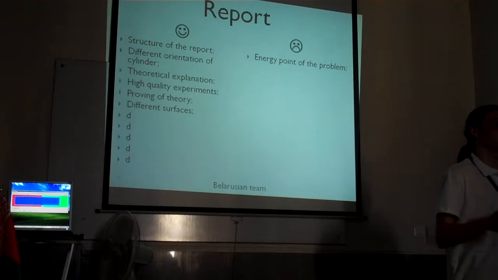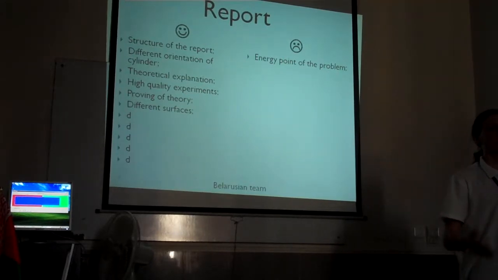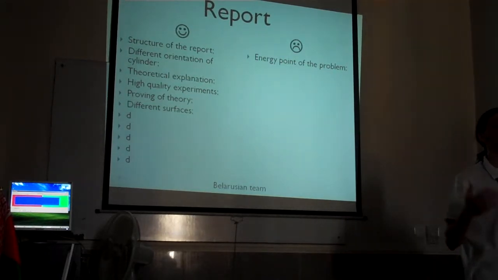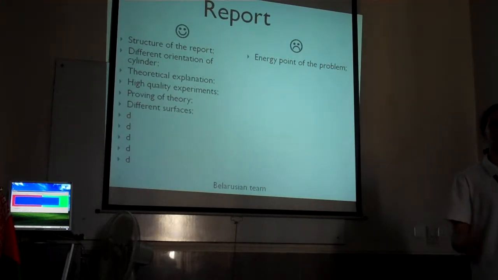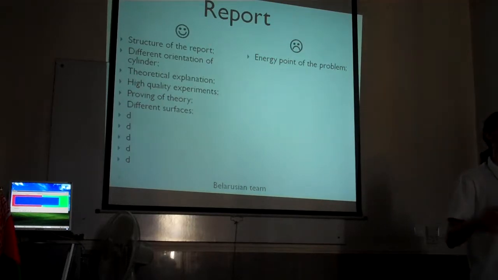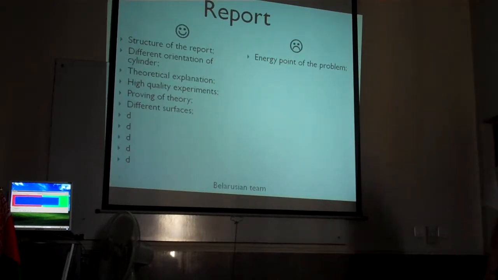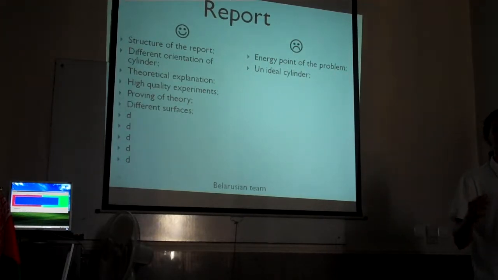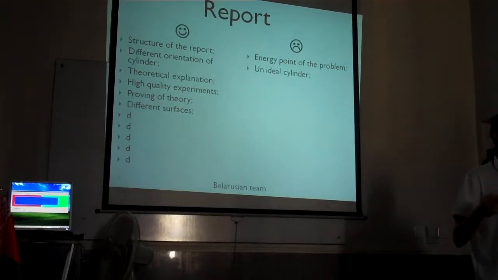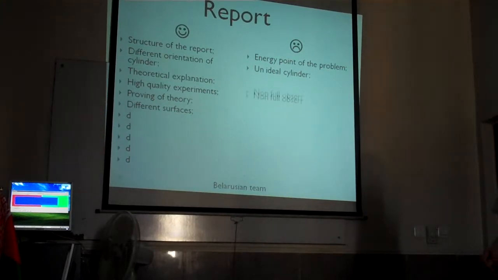The negative is the energy point of the problem, because there is always working on energy, the law of energy conservation, and there was nothing said about it. It was just dynamics. Maybe a point on energy would let us understand the problem a bit deeper and wider. The reporter estimated errors, but in his errors he didn't include the non-ideality of the cylinder. I don't think that the cylinder, handmade or even some other cylinder, can be really perfect and not cause some errors.